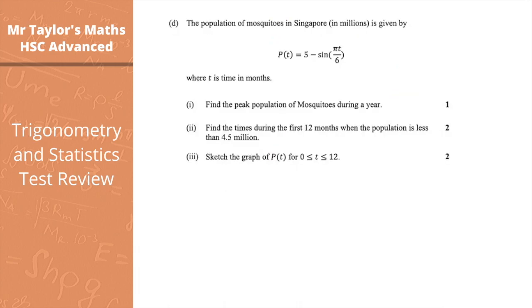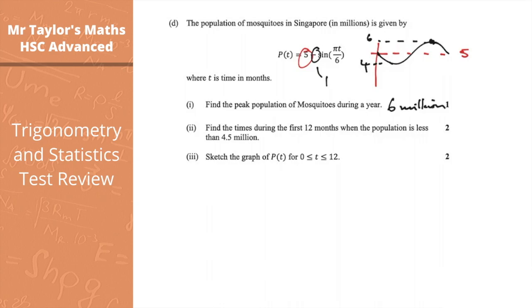Okay, part D here. The population of mosquitoes in Singapore is given by this function here, P(t) equals 5 minus sine (pi t on 6), where t is in months. Find the peak population of mosquitoes during a year. So during a year, well, this function has the principal axis shifted up to 5, and the amplitude is 1. So it would go up to 6 and down to 4. So the peak will be 6 million.